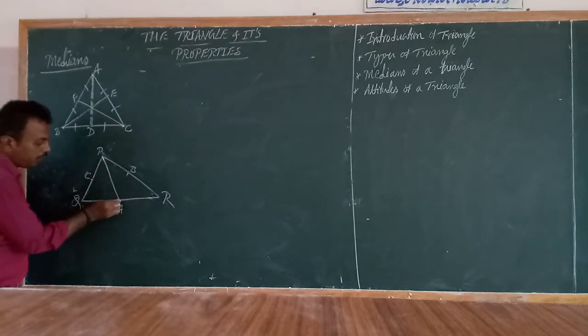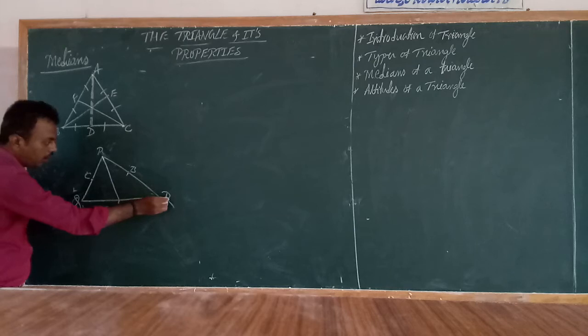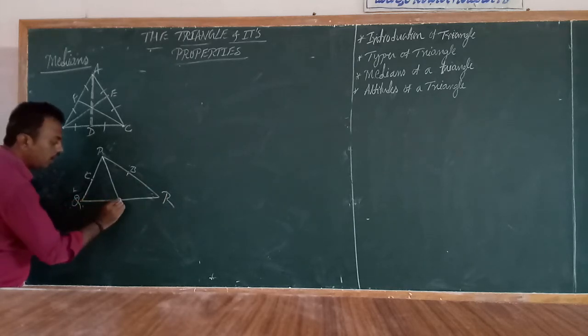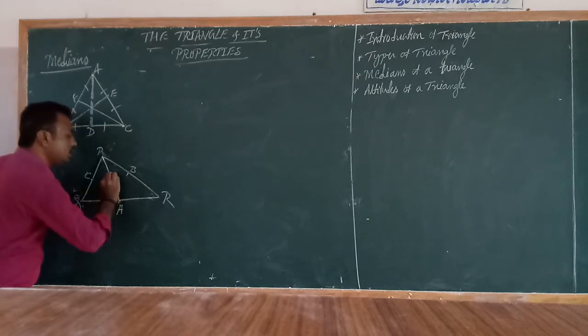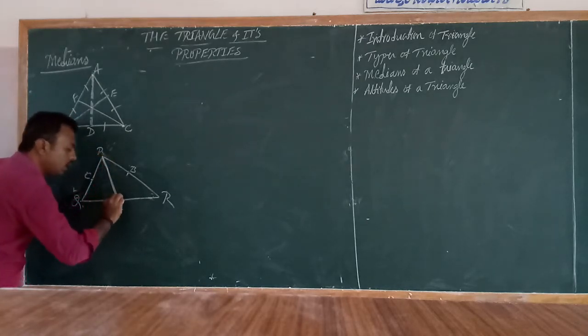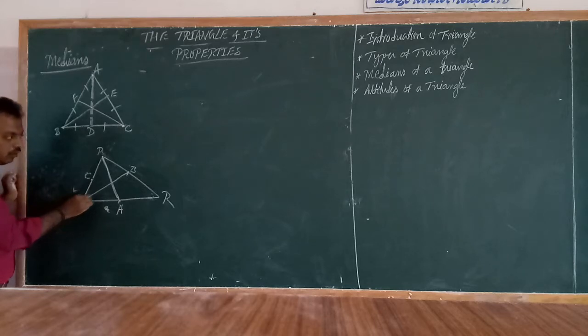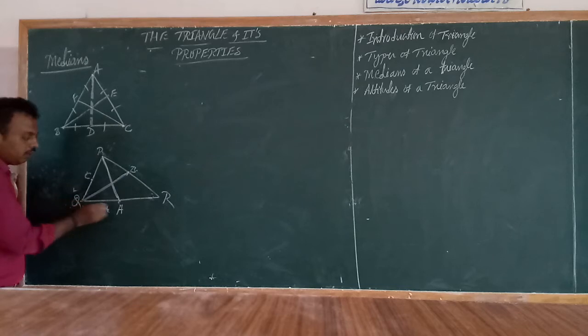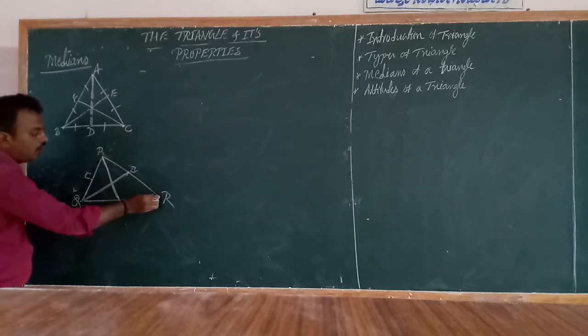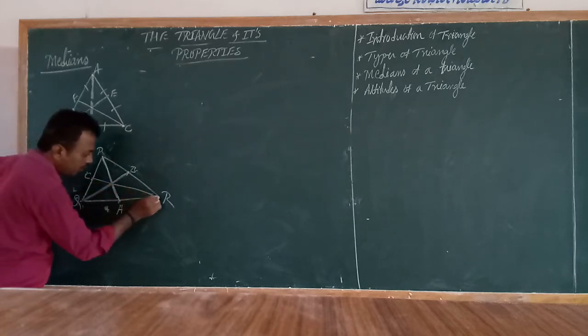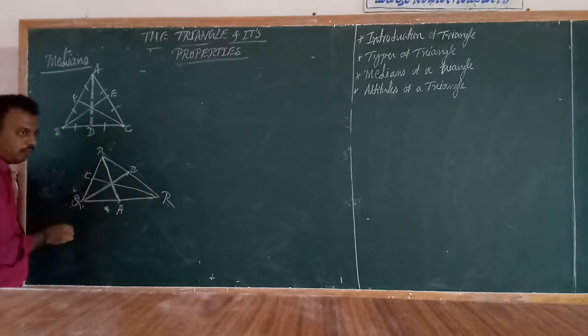See, what is the midpoint of A? A is the midpoint of QR. If we join the midpoint and the opposite vertex, that is also called a median. And B is the midpoint of PR. We have to join the opposite vertex, which is Q. Therefore BQ is also a median, AP is a median, and C is the midpoint of PQ. We have to join that, so CR is also a median.